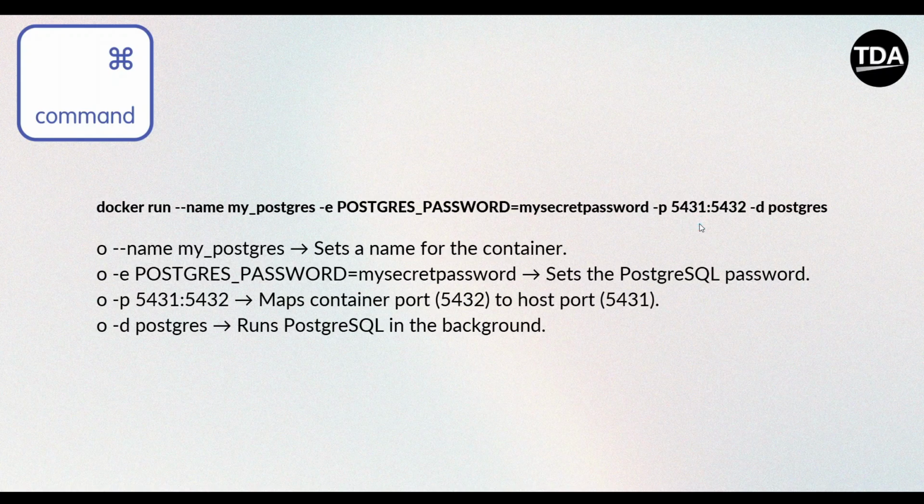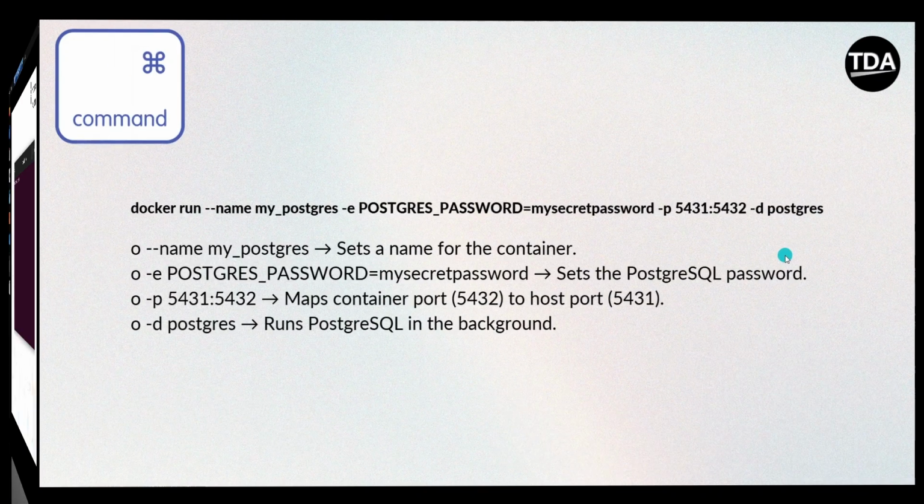The special reason I am doing this is that, for example, if you have already installed PostgreSQL natively on your system, it will be running on 5432, so your 5432 port is already blocked. So we will map the localhost port 5431 to the Postgres port 5432, and we'll run it in detached mode, and we'll use this Postgres image.